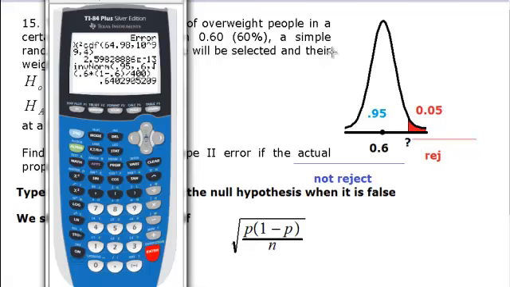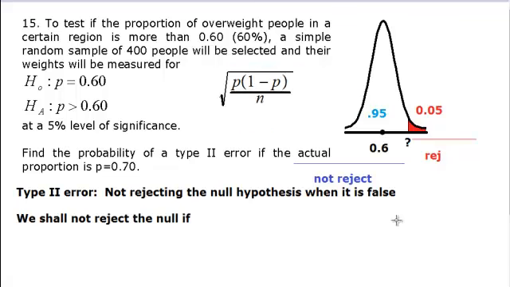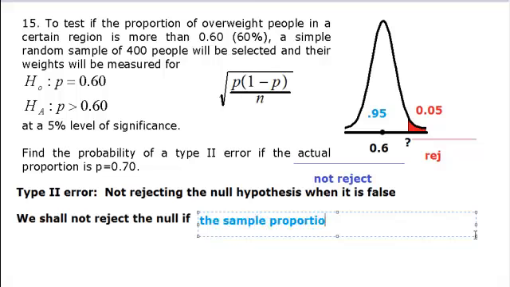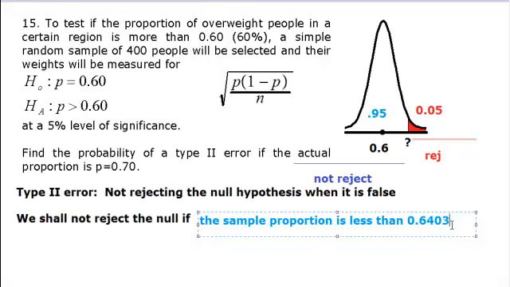Okay. So what did you conclude? You concluded the following, that we shall not reject the null if the sample proportion is less than how much? We just got that number. I lost it. 0.64 approximately, right? 0.6403 actually. Michelle is not here, so I'm being a little more careful. Okay. All right. Everybody good? Okay. So if the sample proportion is less than that, right, Pamela?